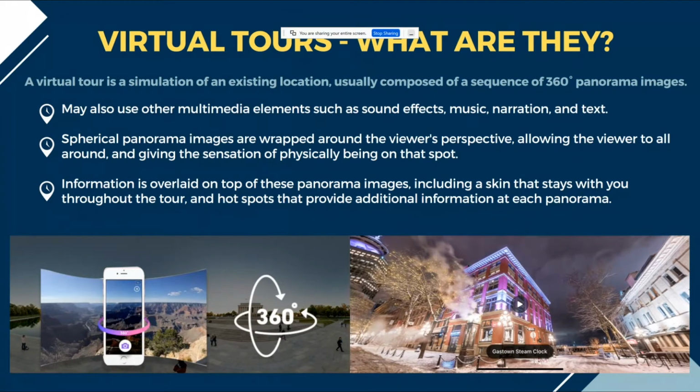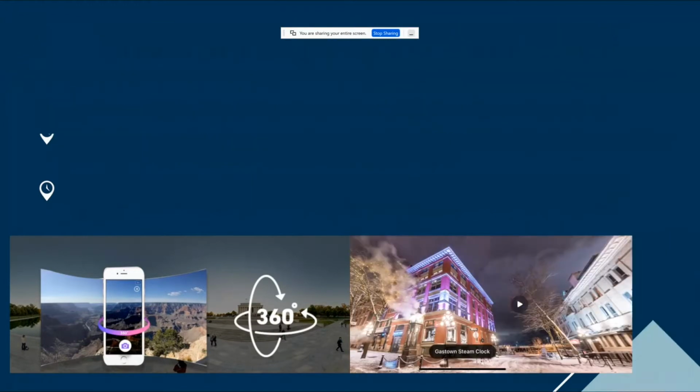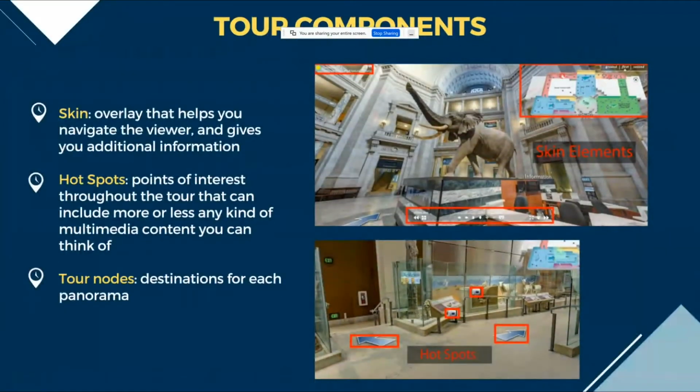and then it's overlaying information on top of that. So this can be any kind of multimedia, music, narration, text, stuff like that. So yeah, that's the main thing. So what we want to be able to do is find a way to create these panorama images, and then upload them, and put them together, and make them accessible from a phone or a computer.